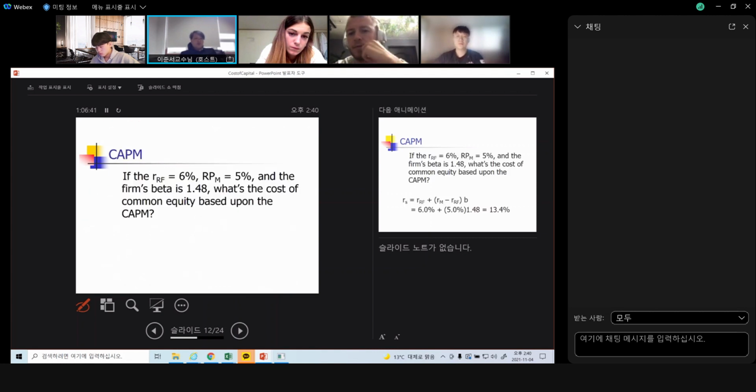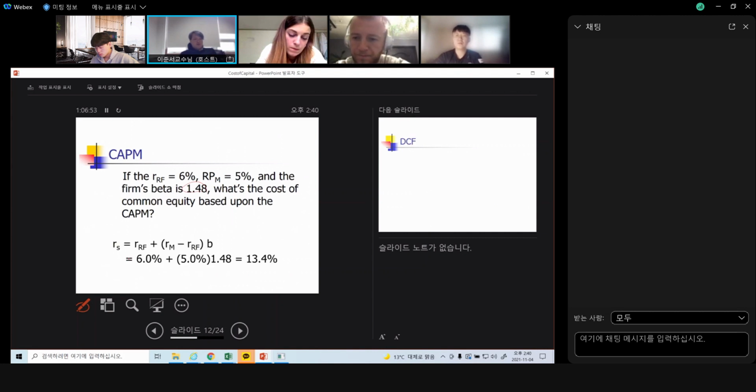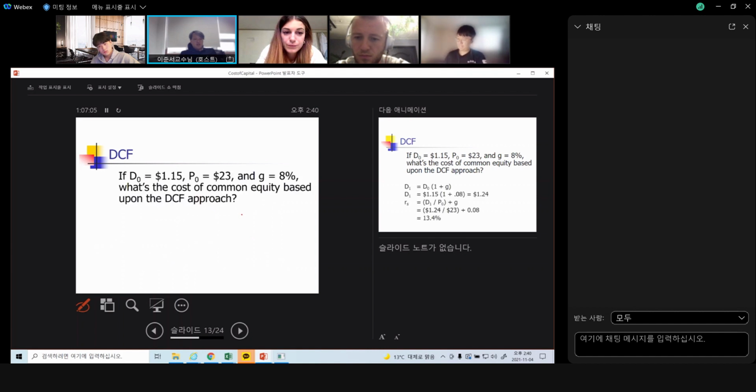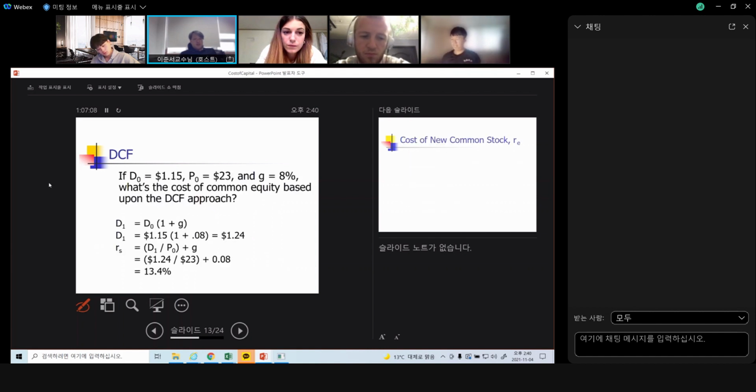So here's the example. If the risk-free rate is 6%, the market risk premium is 5%, and the firm's beta is 1.48, then what is the cost of common equity based on CAPM? It's simple, right? Risk-free rate is 6%, market risk premium is 5%, beta is 1.48. So the cost of common equity is 13.4%. If we use the dividend discount model, the dividend cash flow model, the dividend that I received in the most recent year is 1.15. Current stock price is $23. Growth rate is 8%. That's the cost of common equity based upon a discounted cash flow approach.